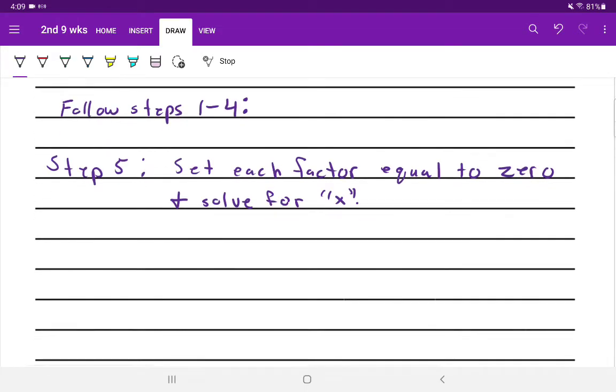All right, so in step 5, just a little bit of math background. We're going to use something called the zero product property, okay? That's where, when you multiply two numbers, the way you get 0 for an answer is that one of them, or maybe both, are 0. So that's why we're going to set each factor equal to 0 and then solve for x. Let's talk real quick about the zero product property.